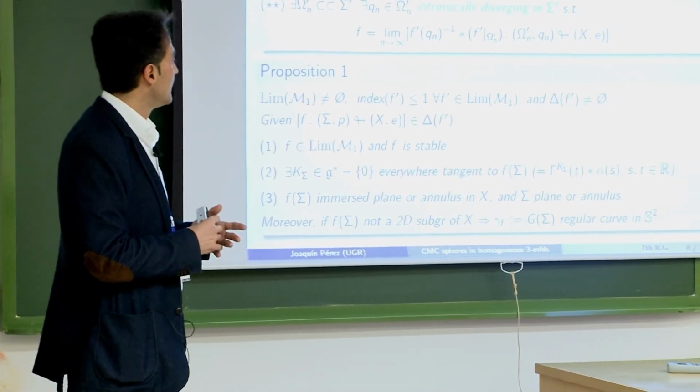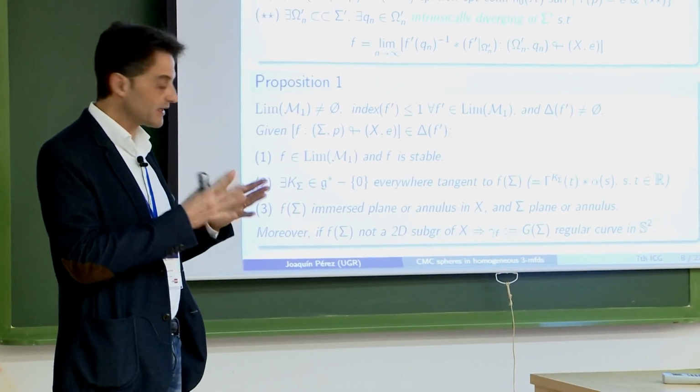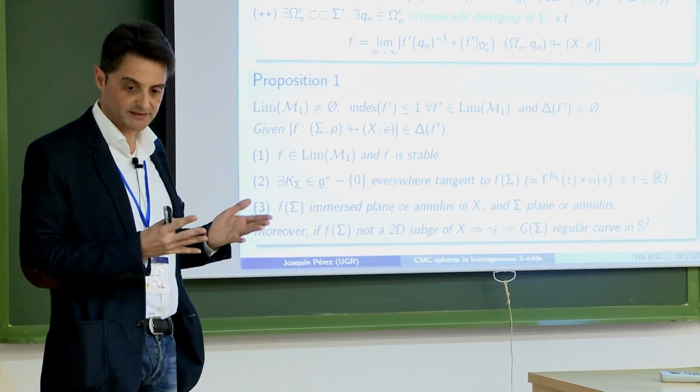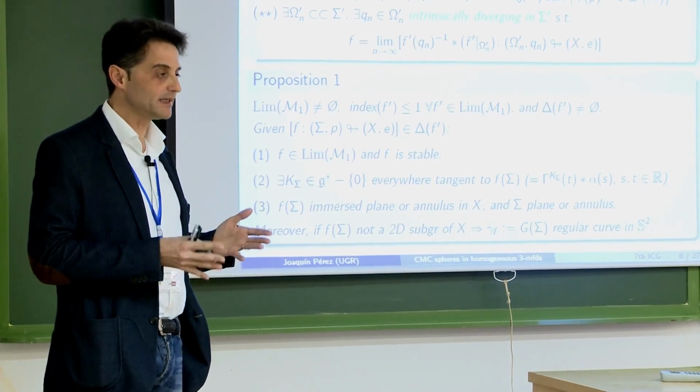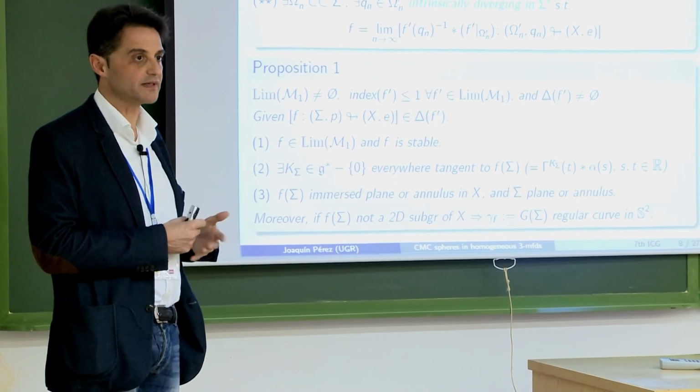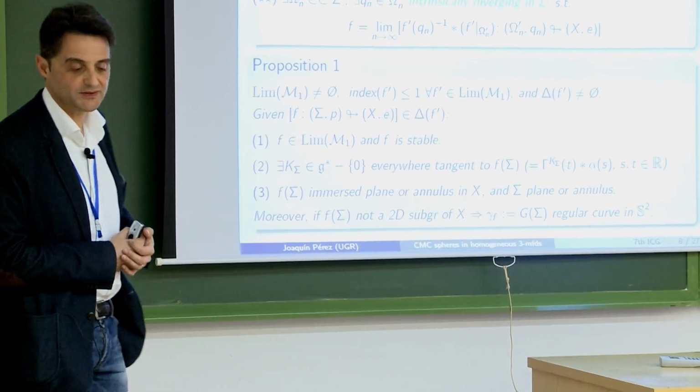So there is a limit of your sequence of index 1 surfaces, spheres, which is an entire Killing graph with respect to some right-invariant vector field. Okay? So that's all I wanted to say.